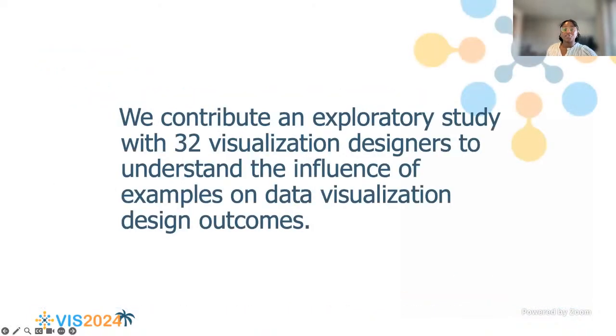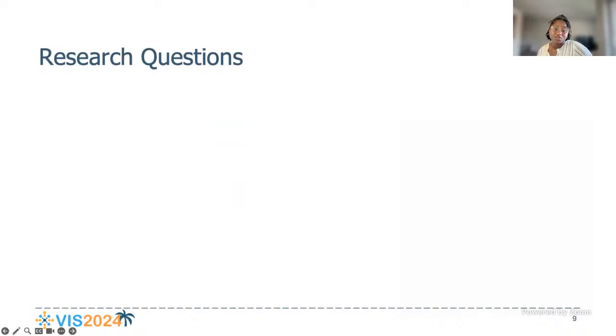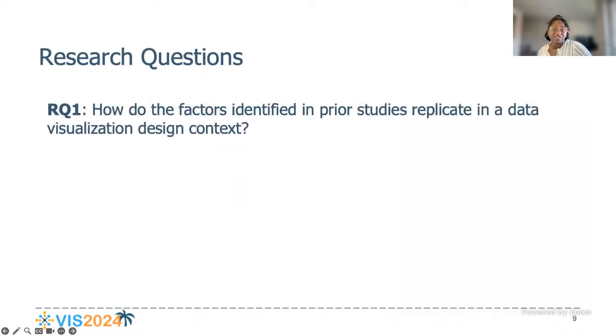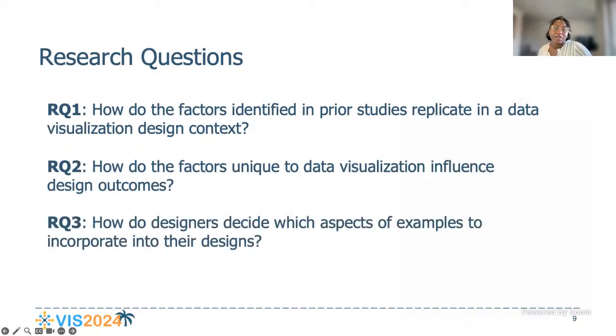And so in this work, we contribute an exploratory study with 32 visualization designers to understand the influence of examples on data visualization design outcomes. And we evaluate 3 research questions. First, how do the factors identified in prior studies replicate in a data visualization design context? Second, how do factors unique to visualization design influence design outcomes? And 3, how do designers actually decide which aspects of examples to incorporate into their designs?